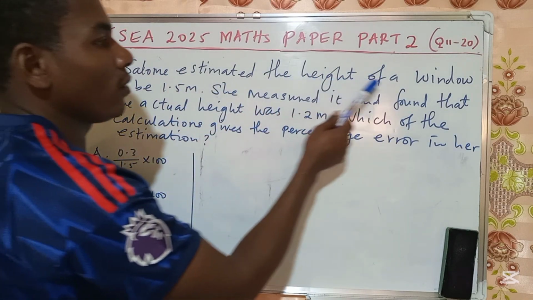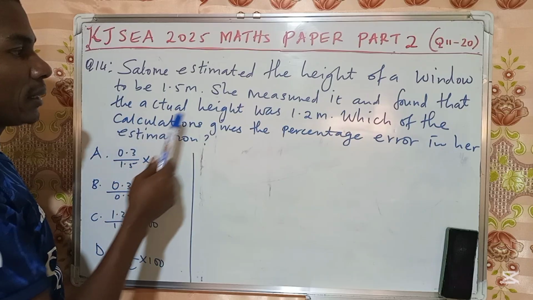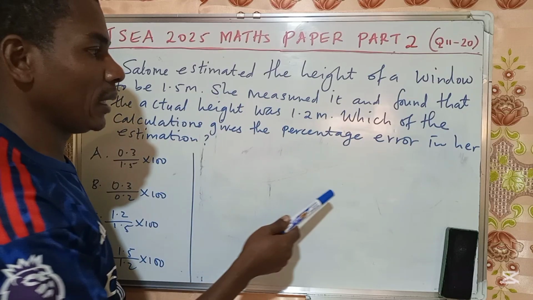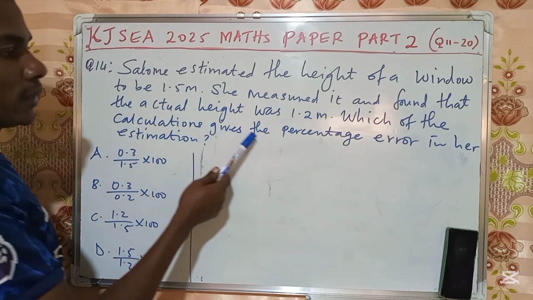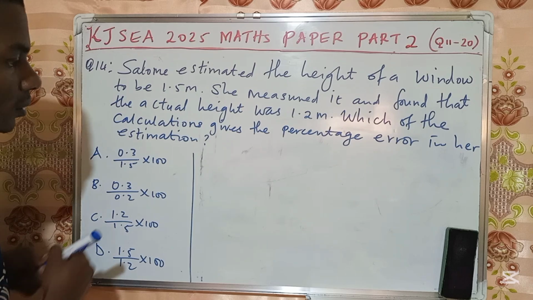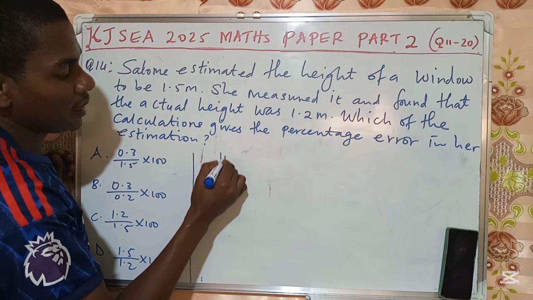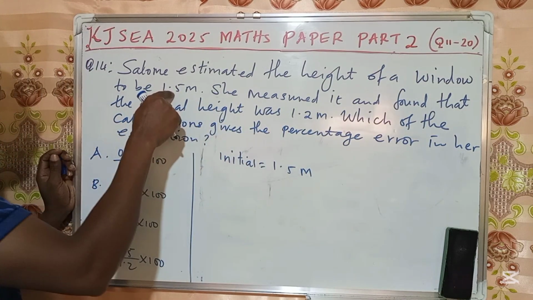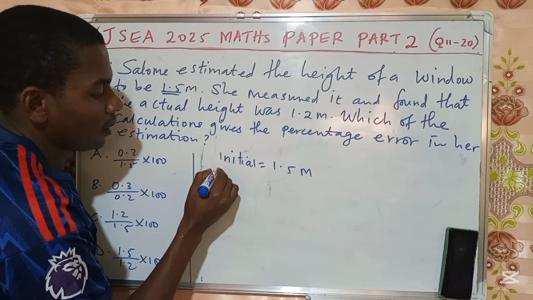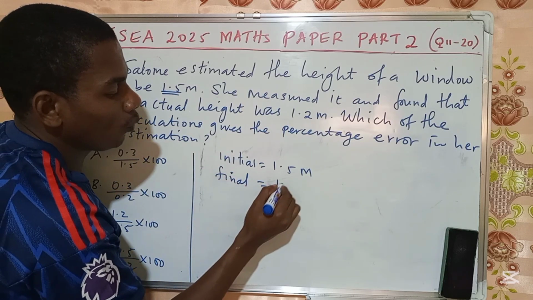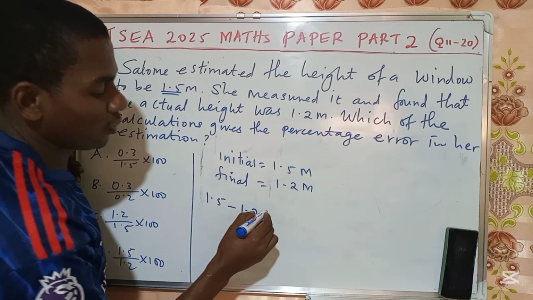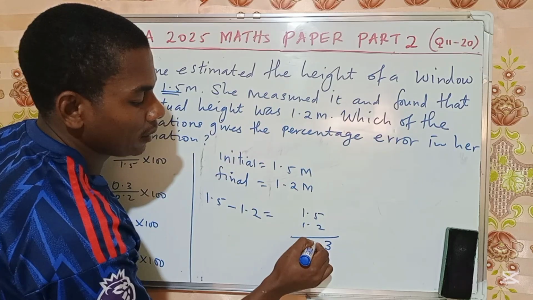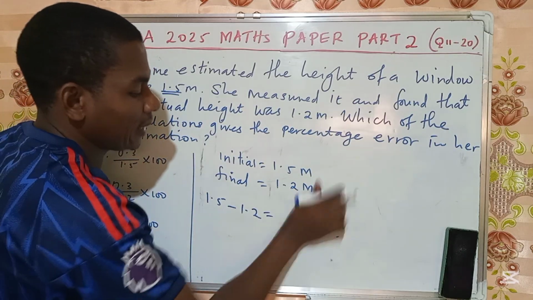Salome estimated the length of a window to be 1.5 meters. She measured it and found that the actual height was 1.2 meters. Which of the following calculations gives the percentage error in her estimation? So you just come, initial was 1.5 meters. This was her estimation. Then final after measuring she got 1.2 meters. 1.5 minus 1.2, this is 1.5, 1.2, 3, 0. So you get 0.3.